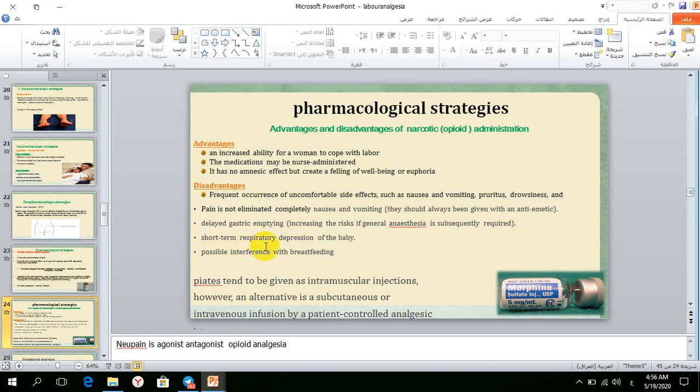Short-term respiratory depression of the baby. Possible interference with breastfeeding. Patients tend to be given it as intramuscular injections. However, an alternative is a subcutaneous or intravenous infusion by patient-controlled analgesia.